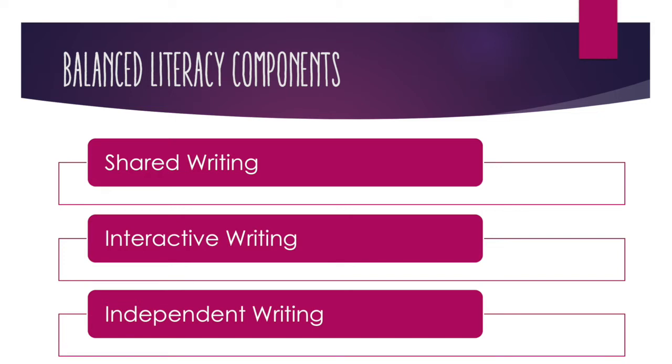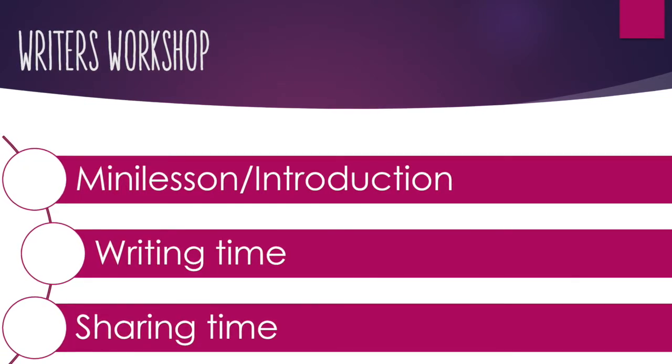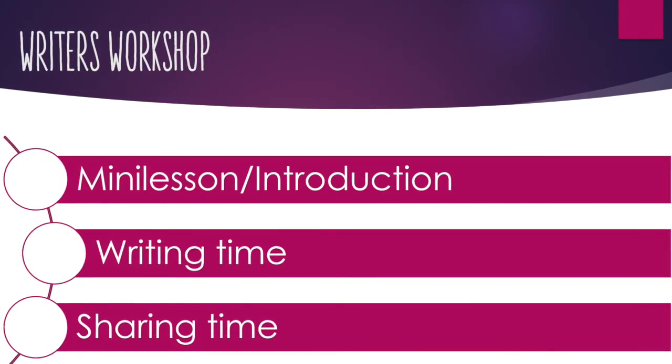The last is independent writing. Independent writing is when the teacher helps the least in a child's writing. The students go back to their desk and are working independently, writing by themselves on their own piece of work. Writer's workshop is when the teacher can work one-on-one or with a small group of students to help with their reading comprehension level and their writing.